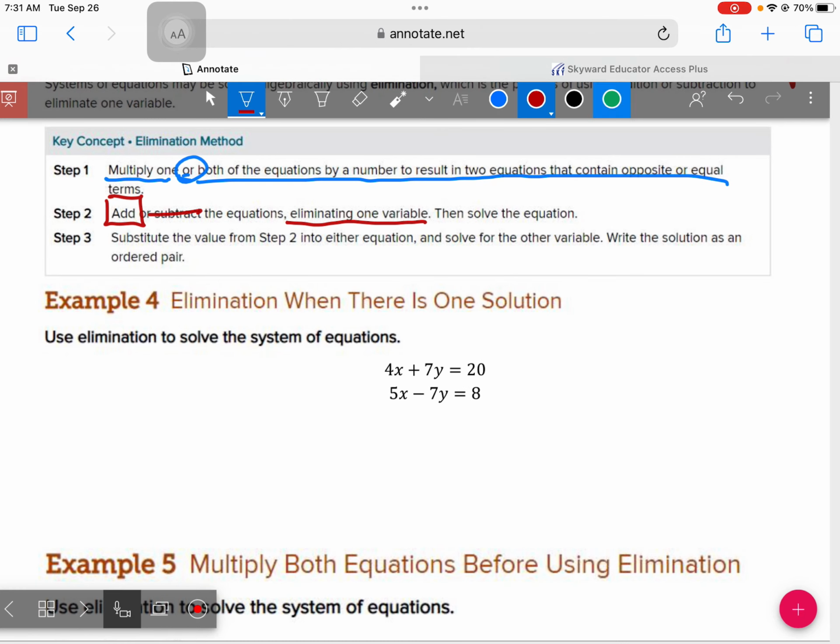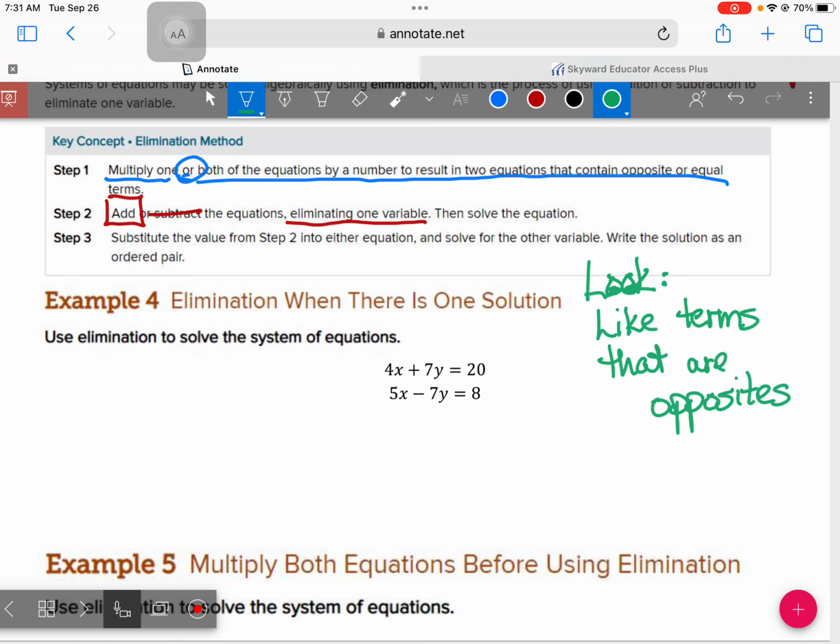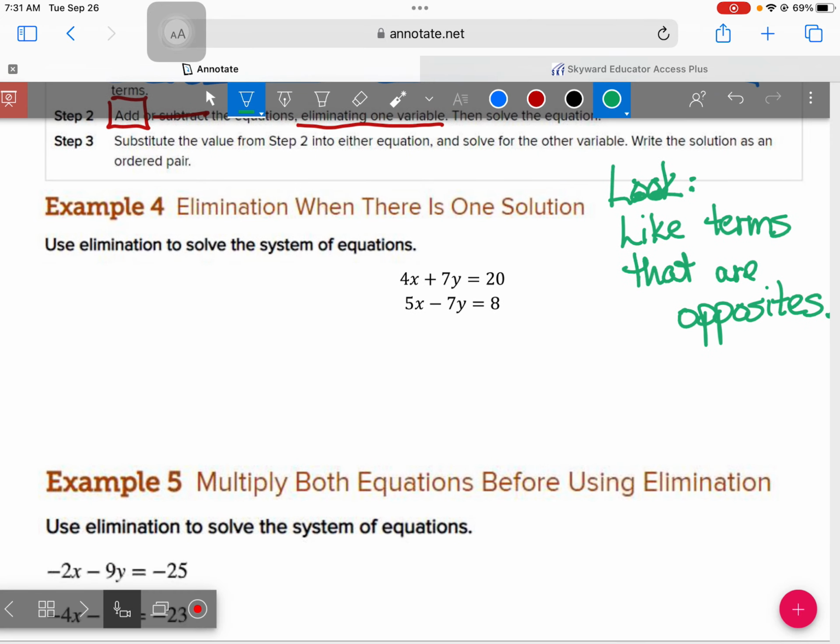So what we are looking for is, maybe do this. We are looking for like terms that are opposites. Like terms that are opposites is what we're looking for. Okay? All right, so the first example, example 4. Use elimination to solve the system of equations.